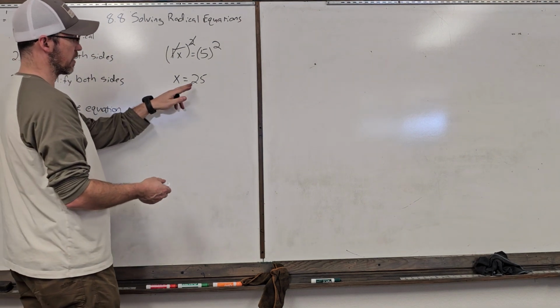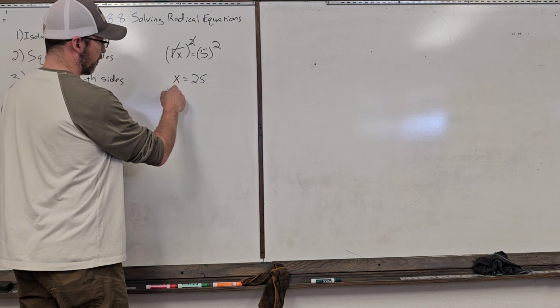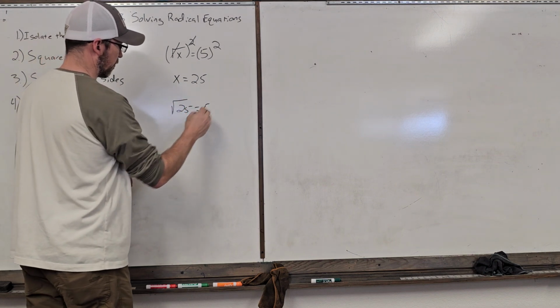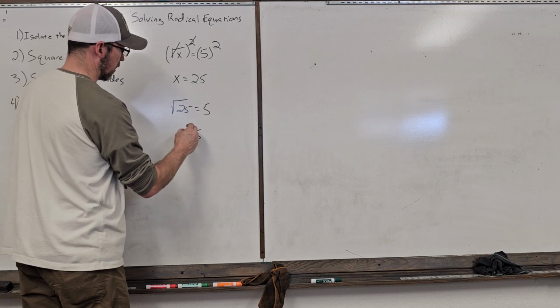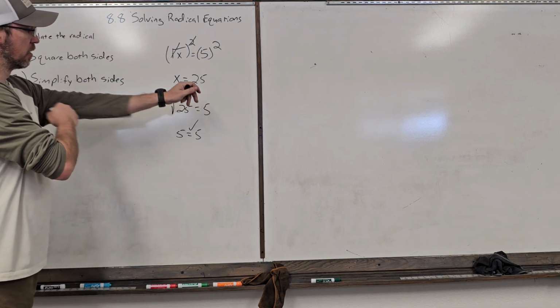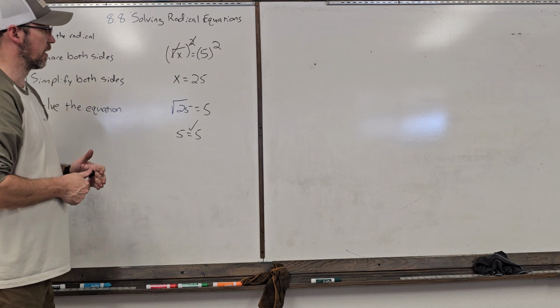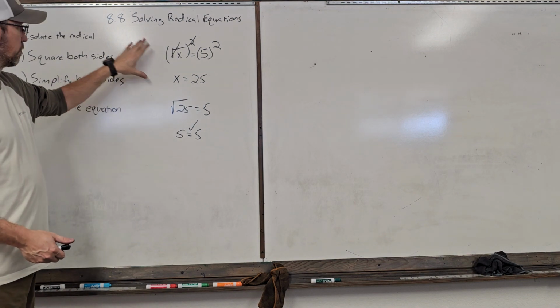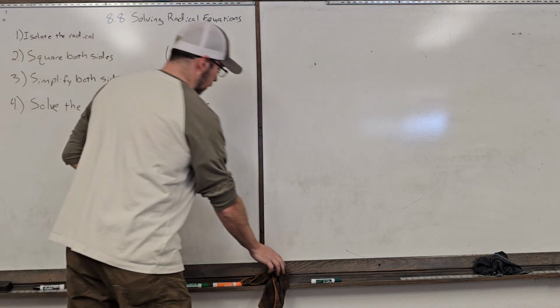Now I can double check it by plugging this answer in. If x equals 25, then the square root of 25 better equal 5, and it does. The square root of 25 is 5, so it checks. That one's done. Every one that we do beyond this, these steps don't change. The complexity of the equation does, but the steps don't. We always do the same thing.